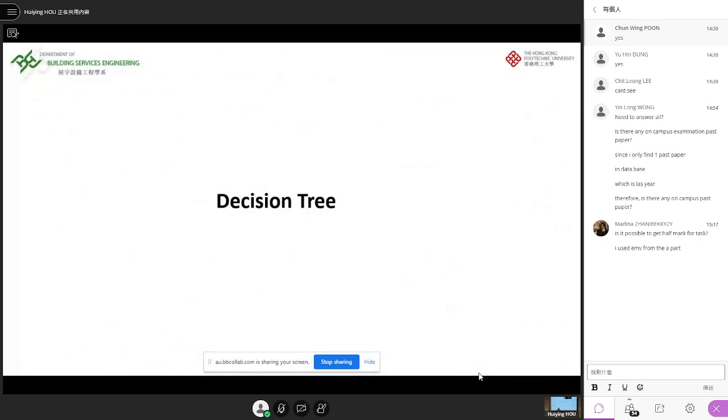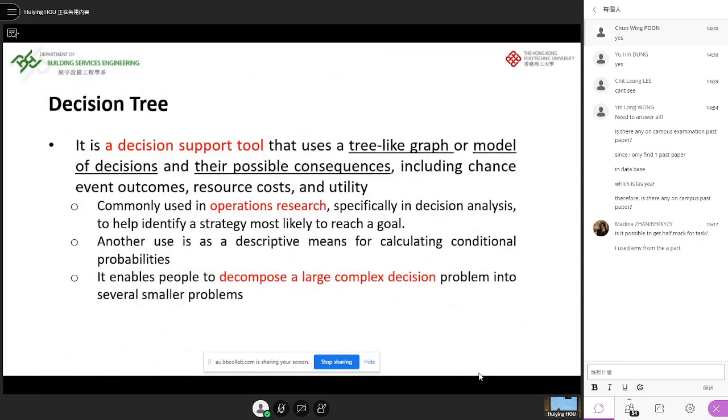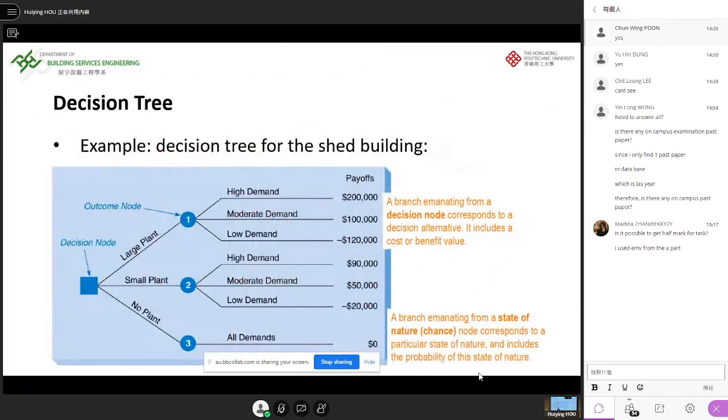Okay, decision tree. You need to know how to develop a decision tree based on the information. For the questions in the assignment, you simply use the numbers to talk. You use numbers to elaborate the relationship, right? But at the same time, you need to know how to develop a decision tree to illustrate the relationship among different alternatives and the probabilities involved in each alternative.